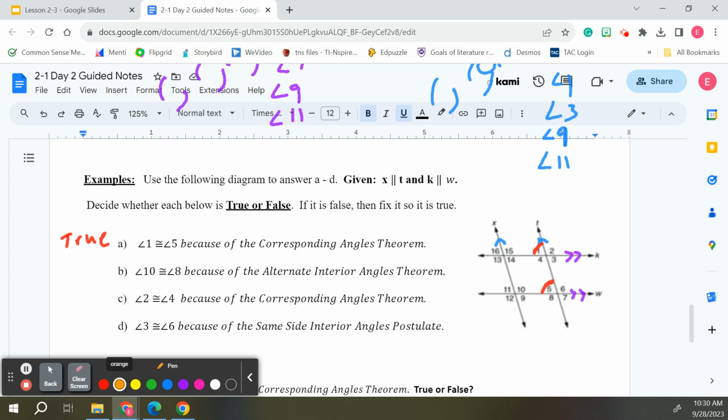Now let's take a look at 8 and 10. So they're saying 8 is congruent to 10. So here is 10. Here is 8. And what we're saying here is that X and T are the parallel lines with W as that transversal. So would these be alternate interior angles? Yes or no? Absolutely. So that is true as well.